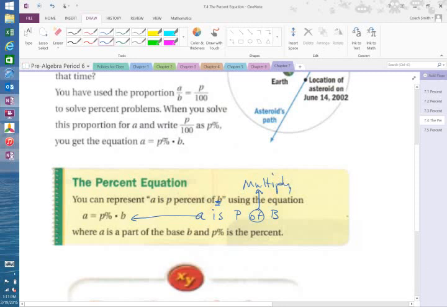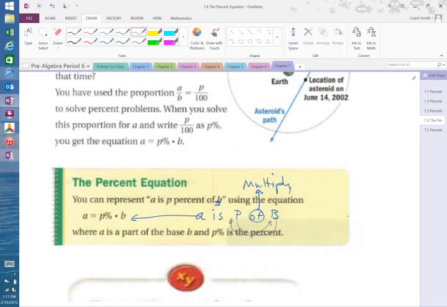Now obviously the P and the B can be switched. In other words, the B can come first and the P can come second. Not usually, but it can be flipped. The A is always by itself on one side of the equal sign or the other.